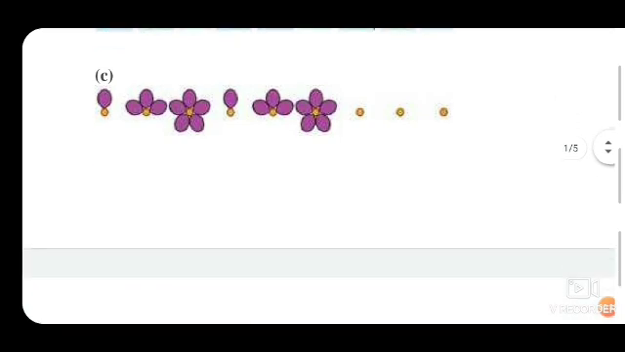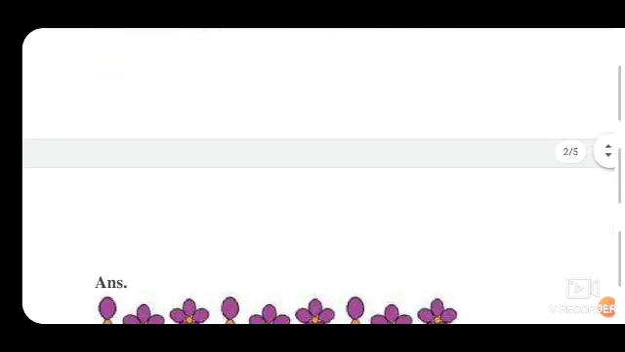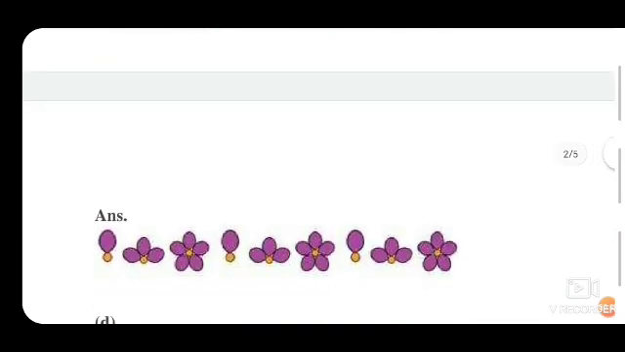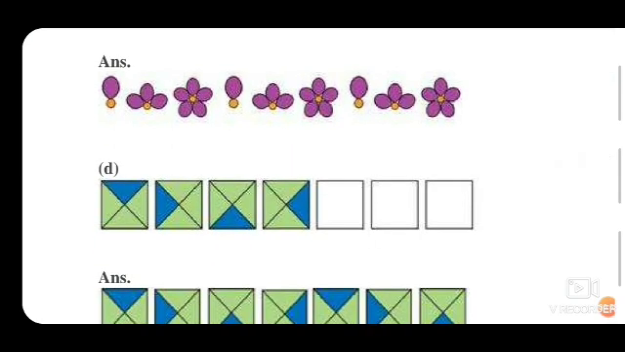Next sum, 1 petal, 3 petals, then 5 petals. Okay, this is an odd number. 1, 3, 5. Again 1, 3, 5. Then again 1. It should be 1, 3, 5. We have to continue the pattern.